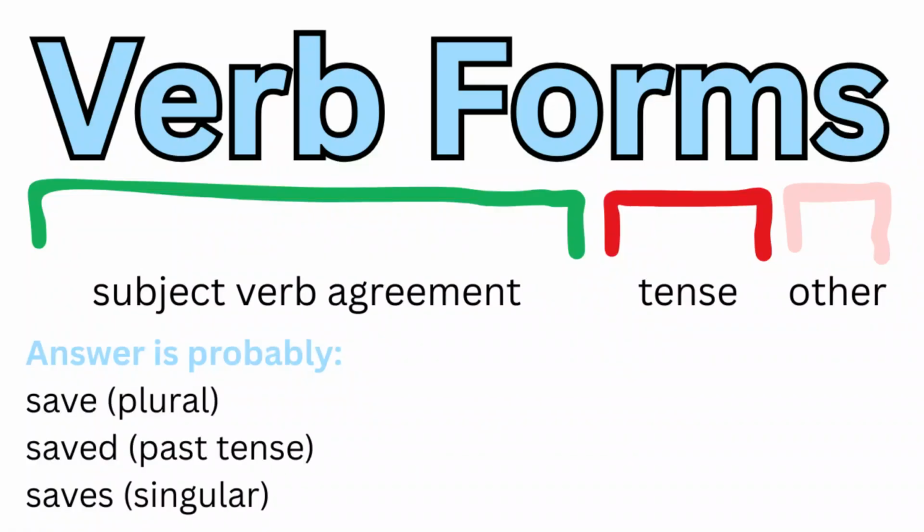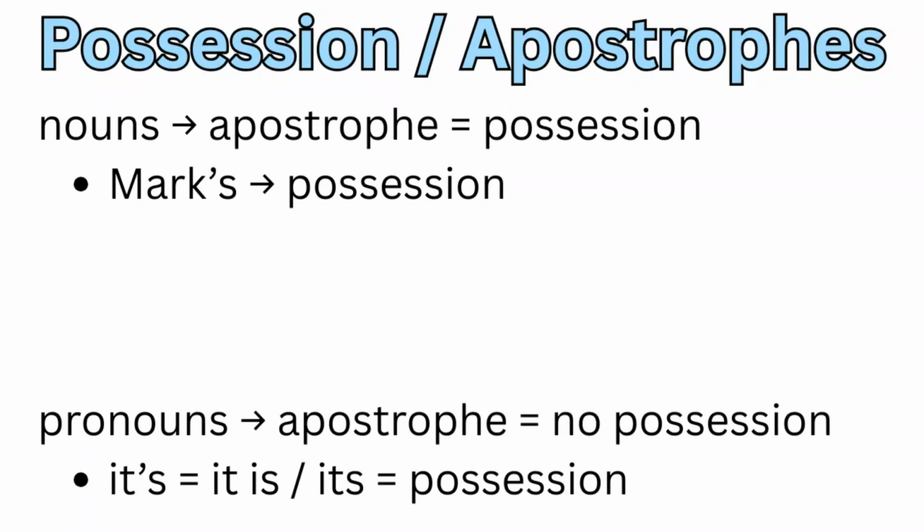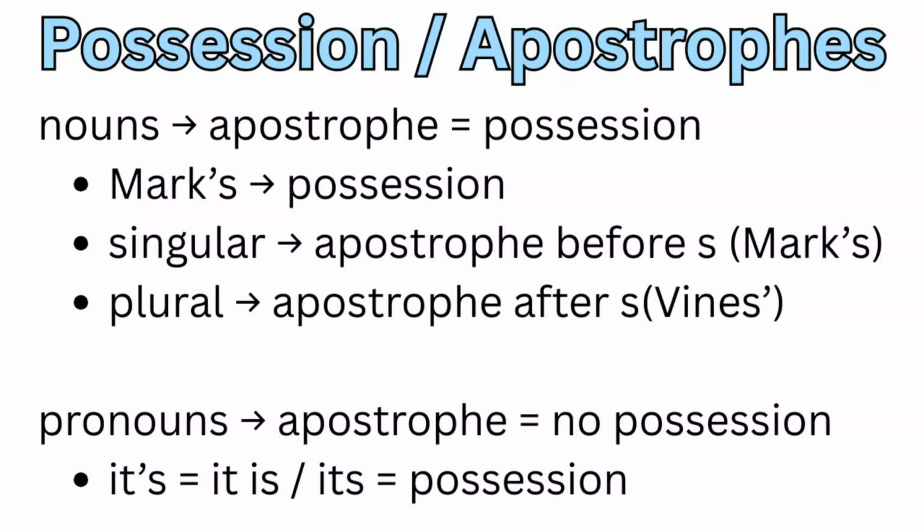The next grammar rule is going to be possession, or apostrophes. The number one thing you want to remember is that for nouns, an apostrophe shows possession, and for pronouns, an apostrophe shows no possession. For example, if I said it's with an apostrophe, that would be short for it is. But if I said its with no apostrophe, that would show possession. In nouns, an apostrophe before the S means that there's a singular subject, and an apostrophe after the S means there's a plural subject.